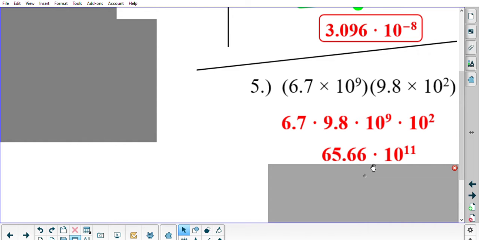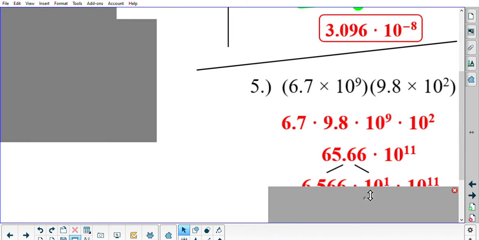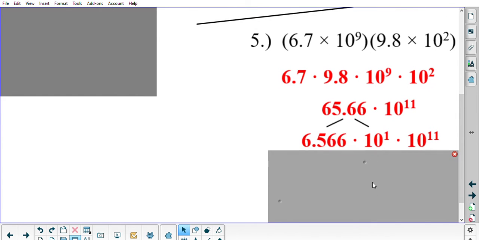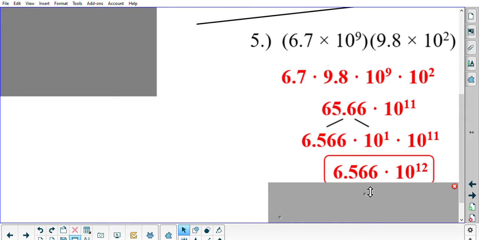Just like problem number 4, 65.66 is not a number between 1 and 10, so we're going to take that a step further and make that 6.566 times 10 to the first. And then 10 to the first times 10 to the 11th would be 10 to the 12th. And now we have an answer in scientific notation.